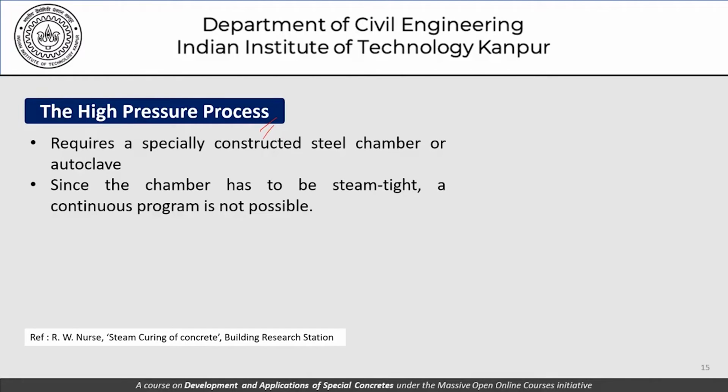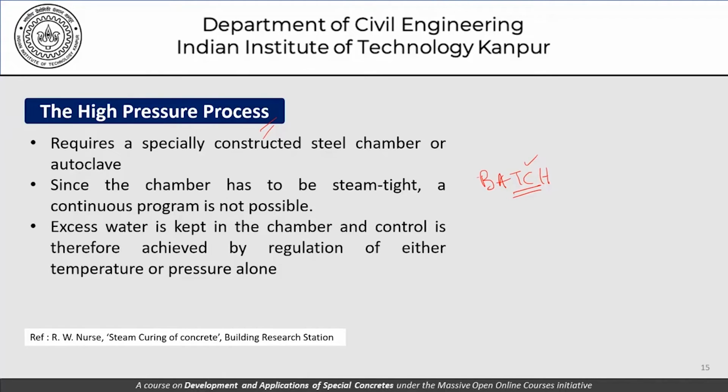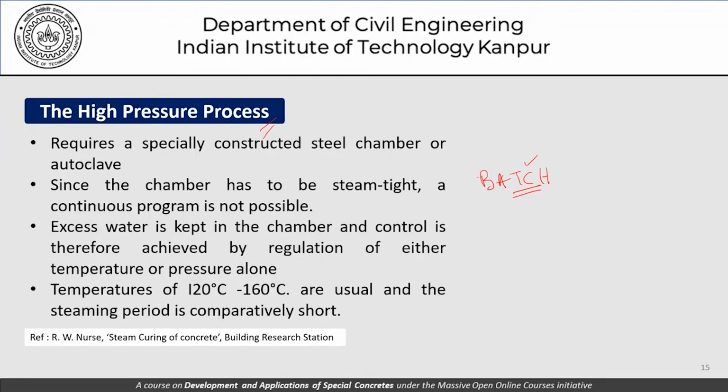So we have the steam chamber, we fill it up with a certain number of members that it can accommodate, close it, steam cure those members, open the chamber, remove them, and then use the chamber once again. So that's close to a batch process and has its own limitations as far as productivity is concerned. Excess water is kept in the chamber and control is therefore achieved by regulation of either the temperature or pressure alone. The temperatures of 120 to 160 degrees centigrade are usual, and the steaming period is relatively short.